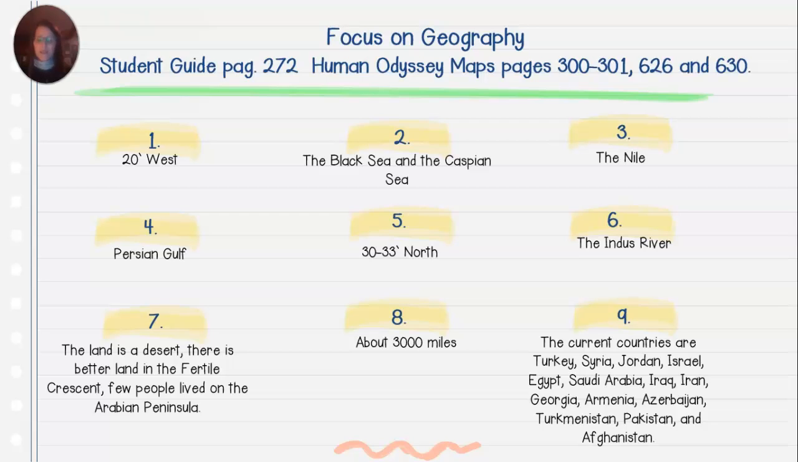To orient yourself, use the latitude and longitude lines on the empire map as well as physical features like rivers and seas. So you can go ahead and take a look at that map. You can flip to page 226 and you'll see that map of Eurasia. And so the current countries are Turkey, Syria, Jordan, Israel, Egypt, Saudi Arabia, Iraq, Iran, Georgia, Armenia, Azerbaijan, Turkmenistan, Pakistan, and Afghanistan. Okay? So you can always pause this video at a later date, or you can look at the PDF if you need to write down those answers.